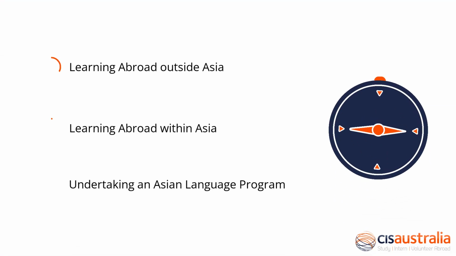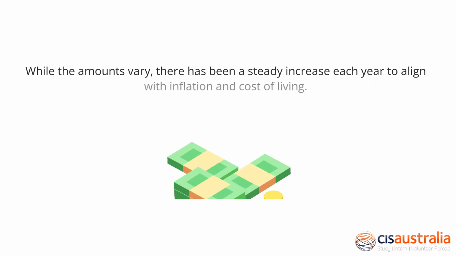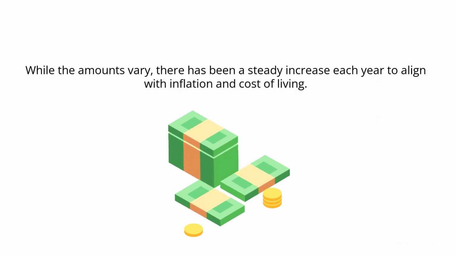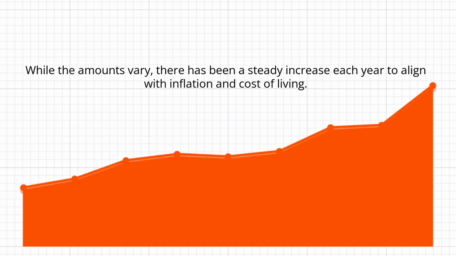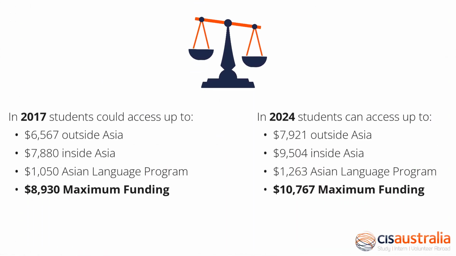There are 3 important amounts for OS Help. 1. The amount for learning outside of Asia. 2. The amount for learning within Asia. And 3. An additional amount for undertaking an Asian language course, in preparation for studying in Asia. As previously mentioned, the amounts vary year to year. However, there has been a steady increase each year to align with inflation and cost of living.